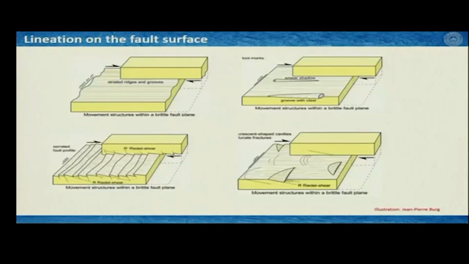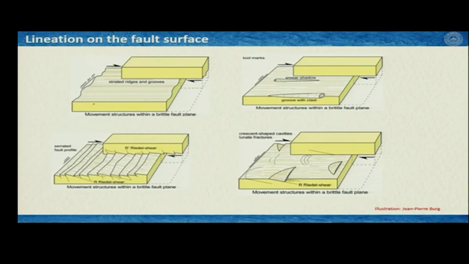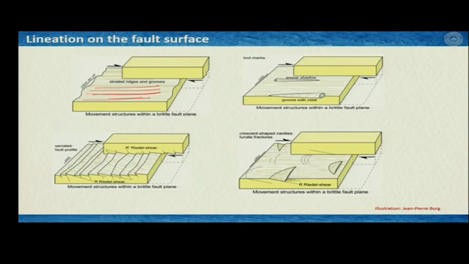Now, the fault surface, as we talked about, can be characterized in many different ways. Here there are 4 schematic illustrations. One is very simple, as we have seen in the previous image. It is the movement of structures within the brittle fault plane, so you only form striated ridges and grooves, like alternating very, very fine ridges and grooves.